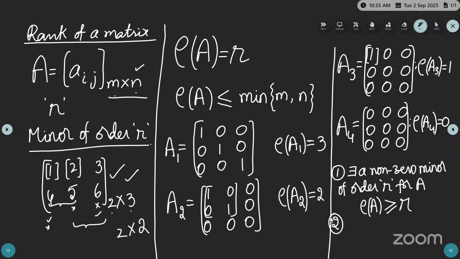Write down: if all minors of order R are zeros for a given matrix, then the rank of A is less than R.